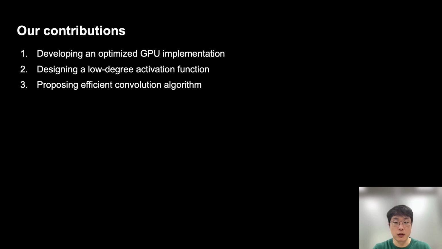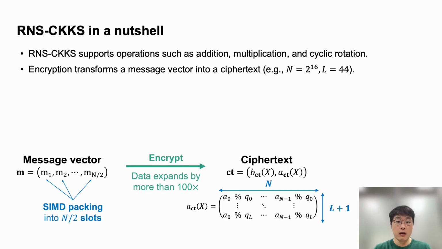To solve this problem, we propose a multifaceted approach to accelerate FHE-based neural networks. Our contributions are threefold: optimized GPU implementation, low degree activation function, and convolution algorithm having lower rotation count. Before we dive into our work, we provide a short introduction of our ResNet20, which supports arithmetic operations such as addition, multiplication, and cyclic rotation.